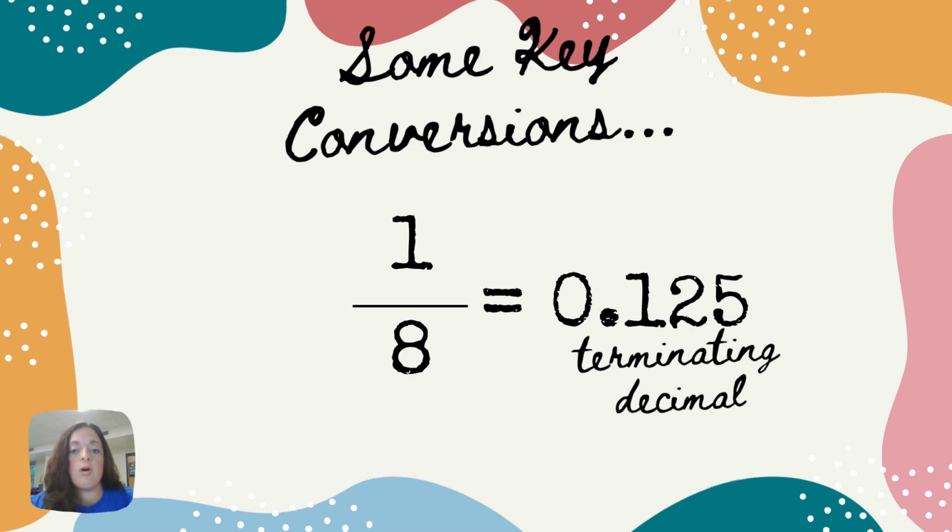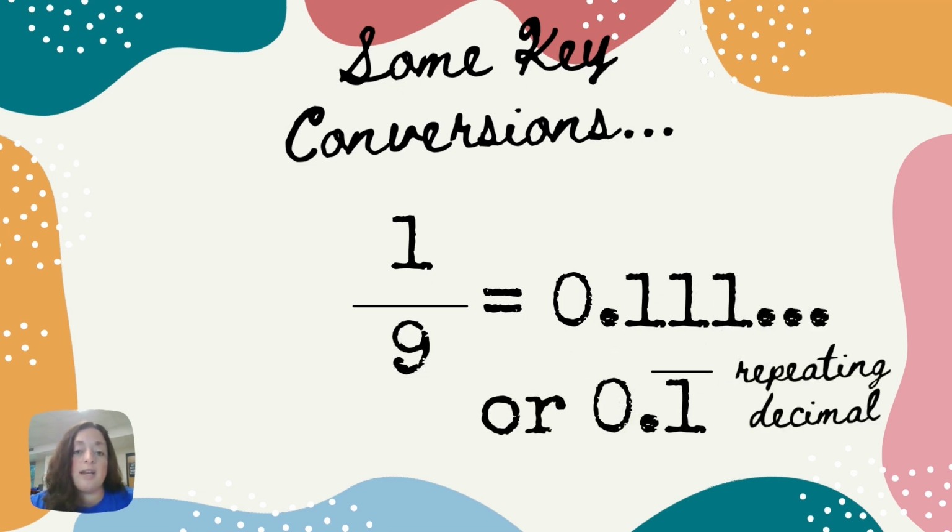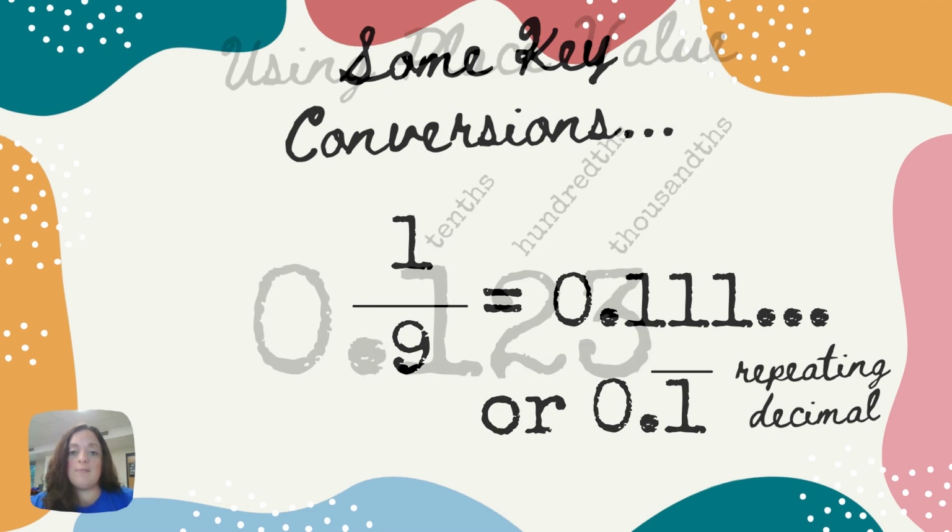1/8 is equal to 0.125, or 125/1000, another terminating decimal. And 1/9 is equal to 0.11111111, repeating forever and ever. This is a repeating decimal. Another way we can write it, instead of just writing 11111 dot dot dot, is 0.1 with a bar over the 1, because the 1 repeats.